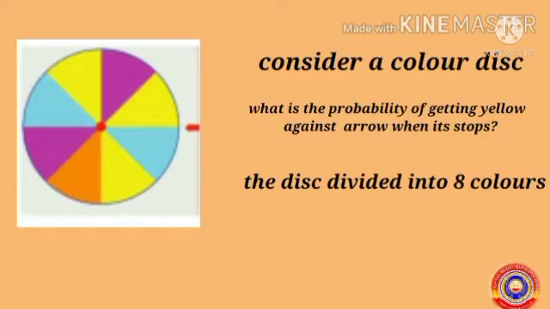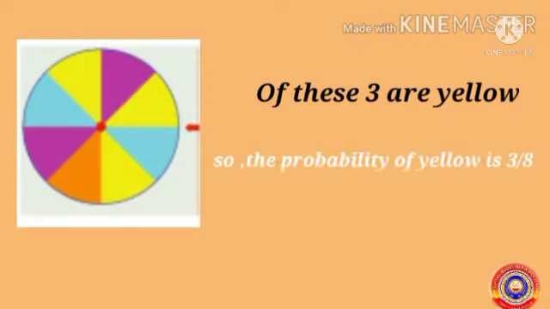The disk is divided into 8 colors. Any of the 8 sectors can come against the arrow. Of these, 3 are yellow. So, the probability of yellow is 3 by 8. Total sectors 8. So, 3 by 8.